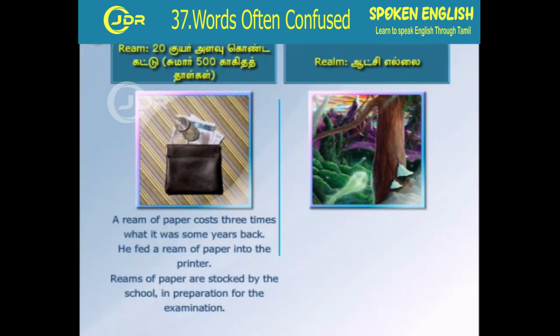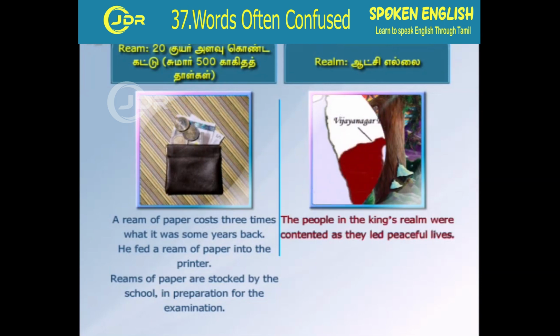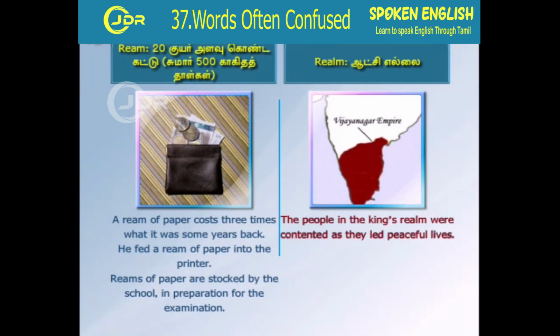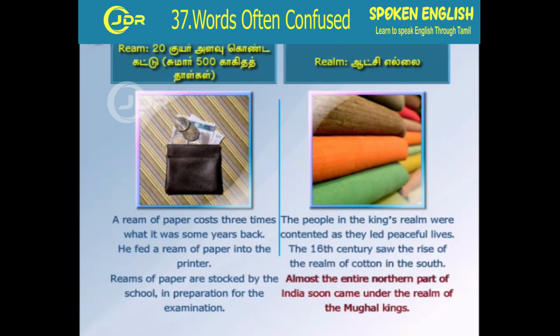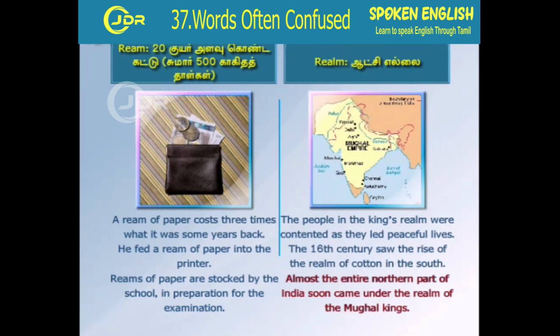Realm, ஆட்சி எல்லை. The people in the king's realm were contented as they led peaceful lives. The 16th century saw the rise of the realm of cotton in the south. Almost the entire north part of India soon came under the reign of the Mughal kings.